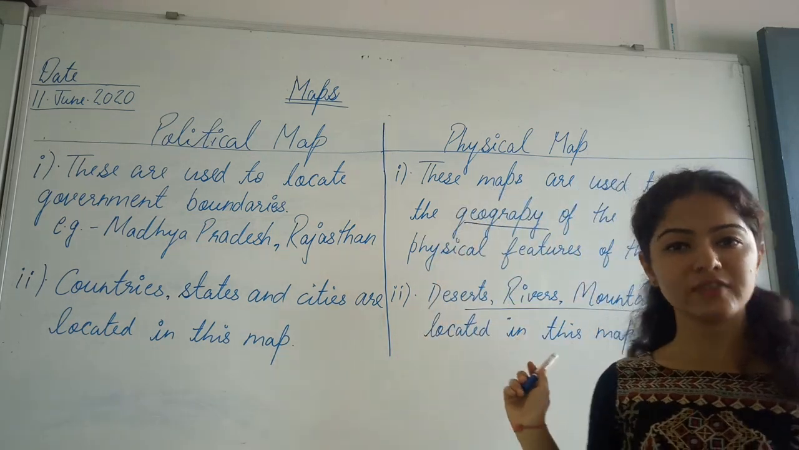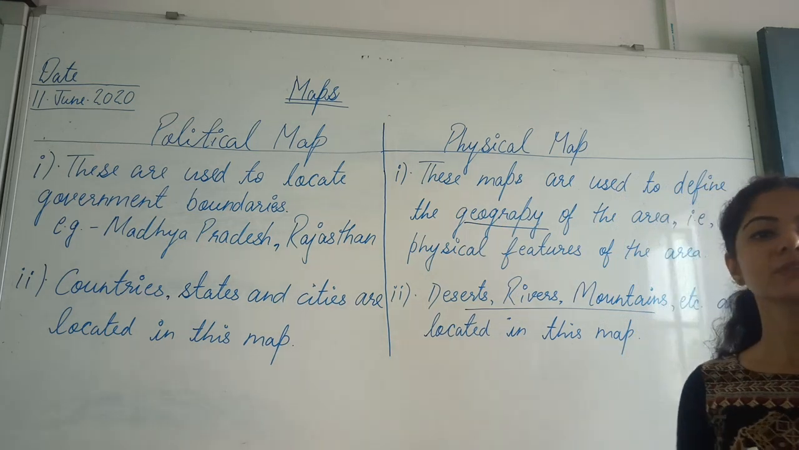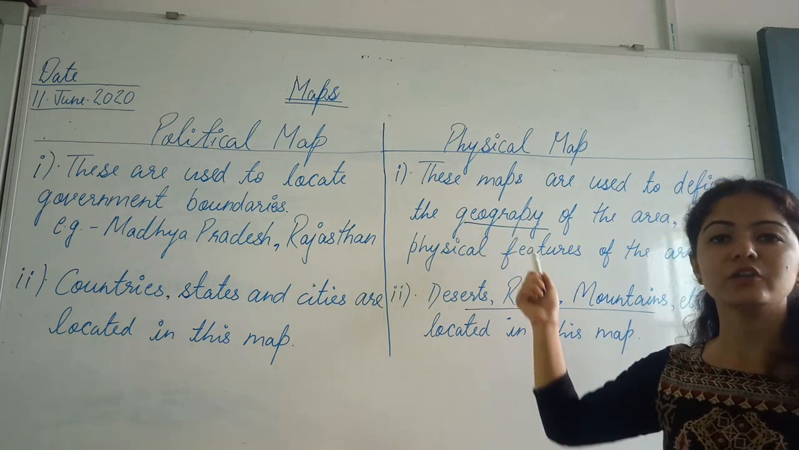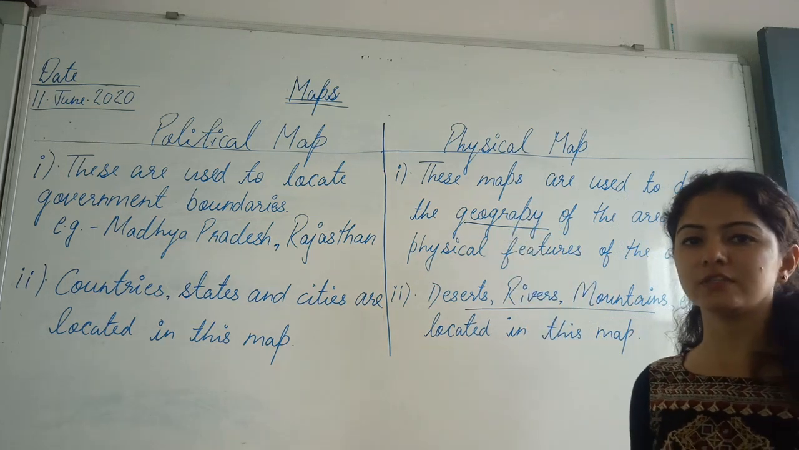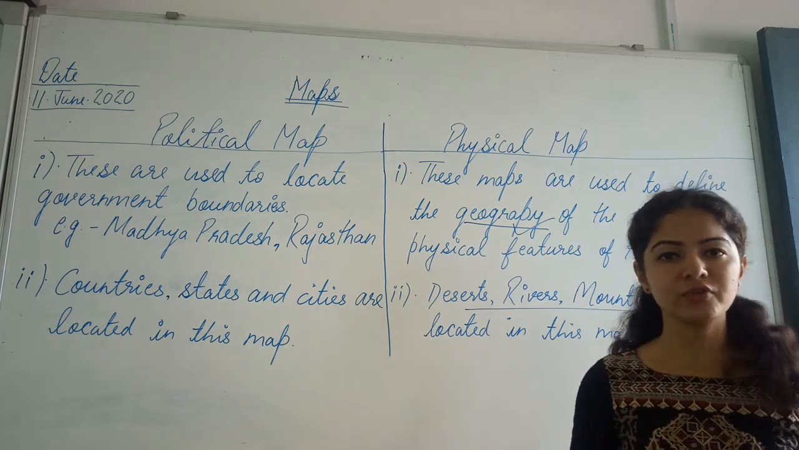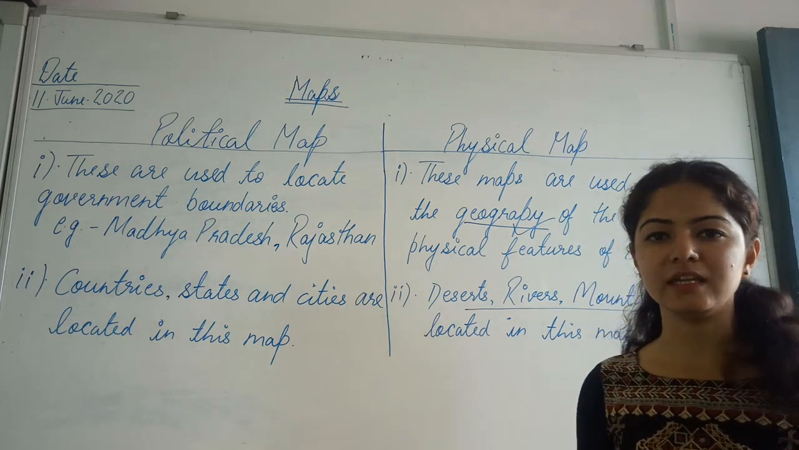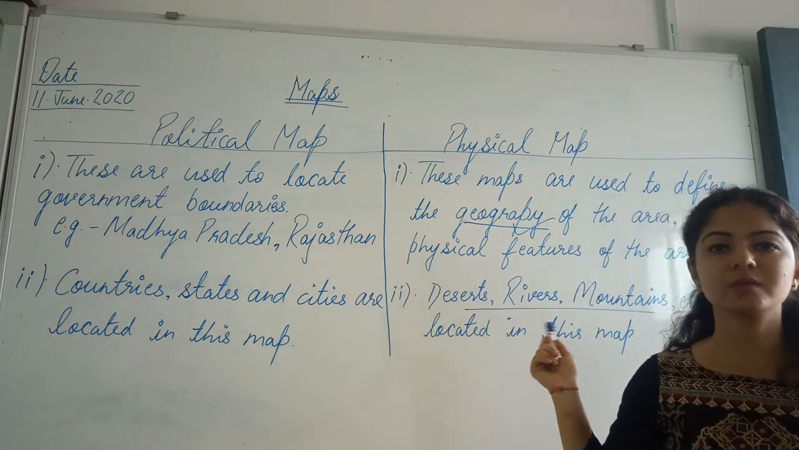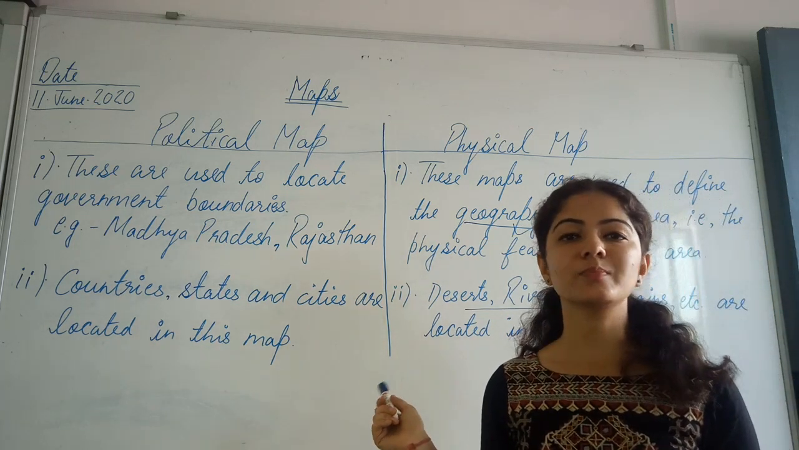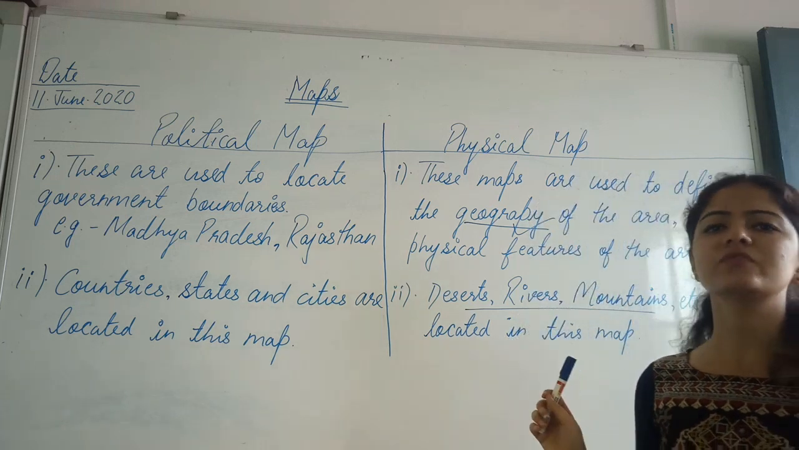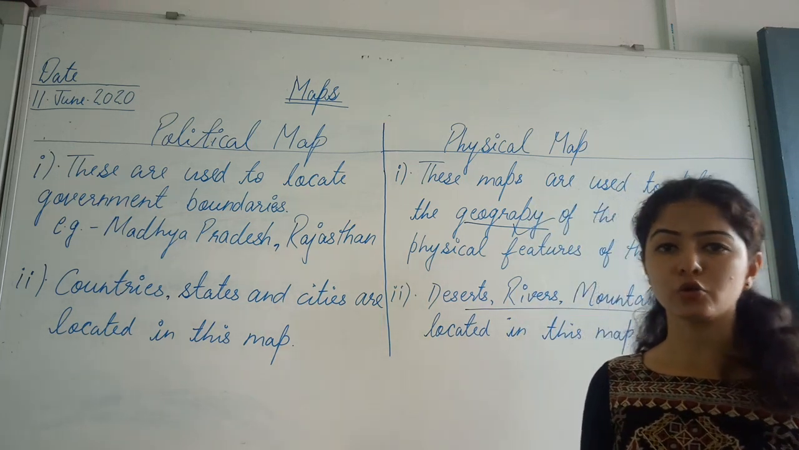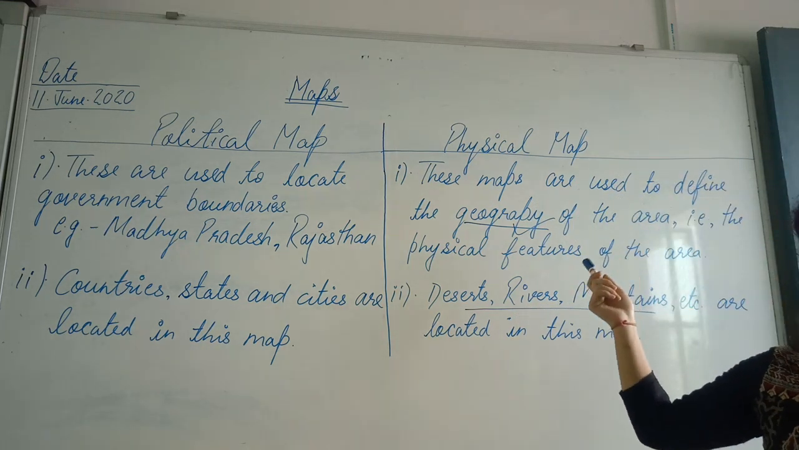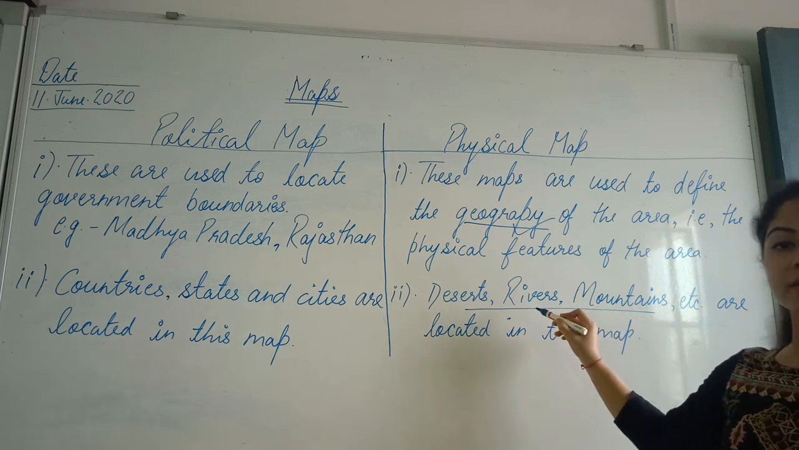Now let us see what the physical map is used for. Physical maps do not have many boundaries. These maps are used to locate the geography of any region. The word geography means the physical features of any area, and those physical features include the deserts, rivers, mountains, hills, plains, plateaus, etc. Lots of different types of things are there which we locate in the physical map of India. So in these physical maps you are going to locate only these types of things.